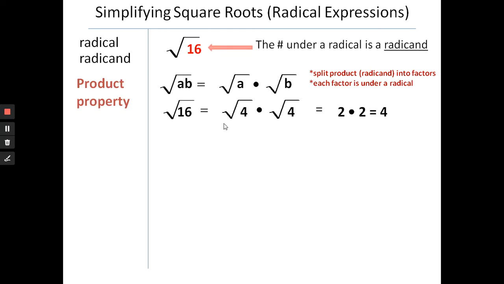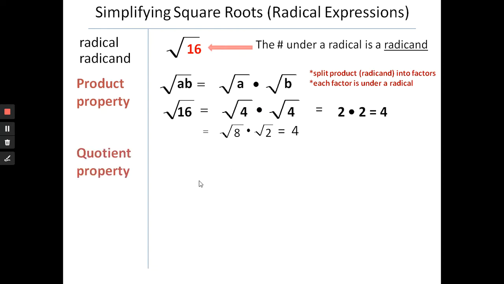So this is an overcomplicated way of explaining how that property works, how we can split a product into two different factors and keep a radical around each factor. But we also know that 16 is 8 times 2, so we can also split it this way: the square root of 8 times the square root of 2, which is the square root of 16. And when you multiply the square root of 8 times the square root of 2 using a calculator, you'll see that it's still 4. You can check it if you want, but trust me. So that's how that works.